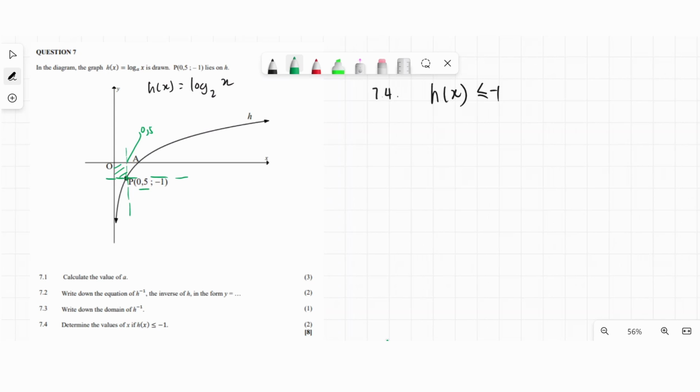So our answer is going to be between 0 and 0.5. So our answer is going to be x is between 0 and 0.5. 0 is not included, because 0 is the asymptote, but x is greater than 0, and it's going to be less than or equal to 0.5. Now you're done with this question.